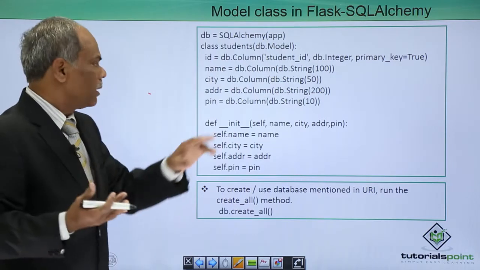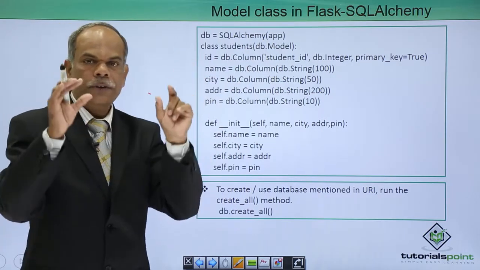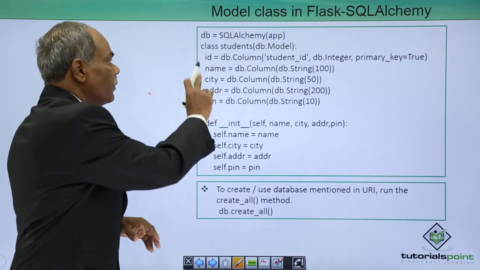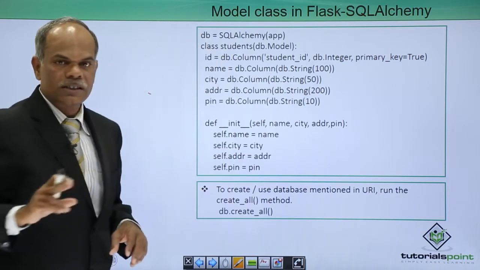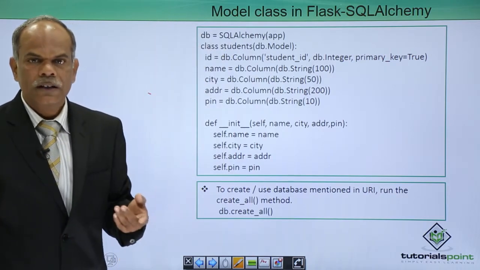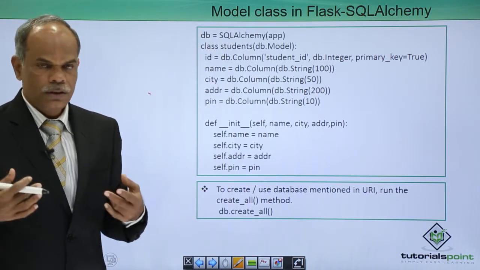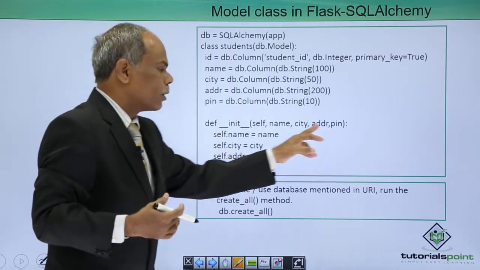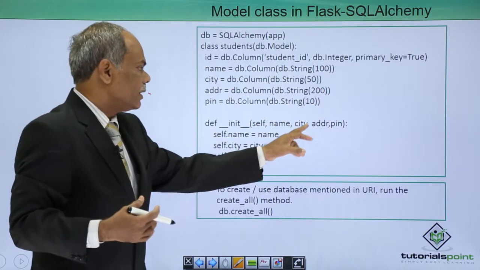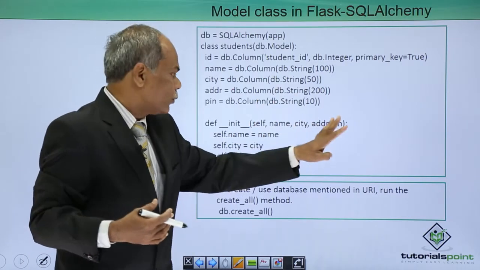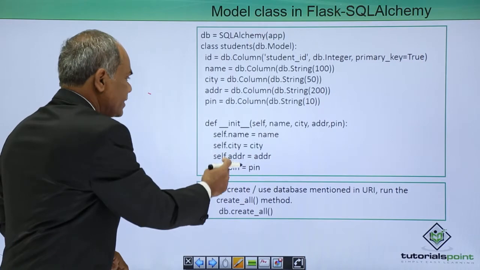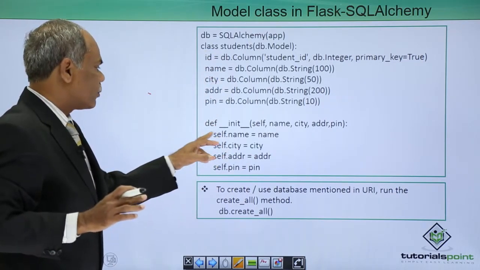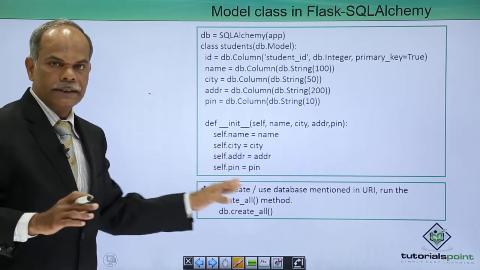Each instance variable corresponds to a field in your table. Now, if you create an object of the Students class, its constructor will execute. The name of the constructor is __init__. The constructor takes 4 parameters: name, city, address, pin. Those 4 parameters are used to initialize the 4 instance variables: self.name, self.city, address and pin code.